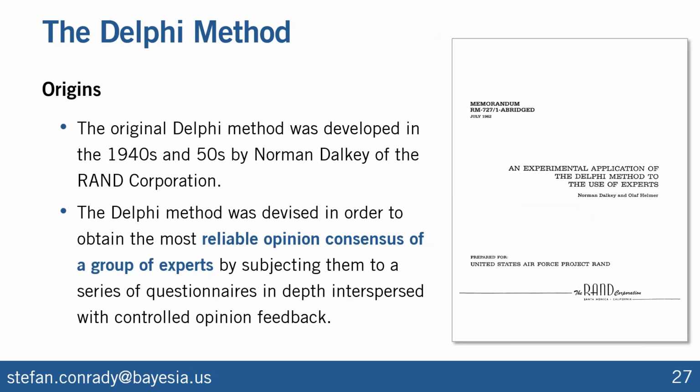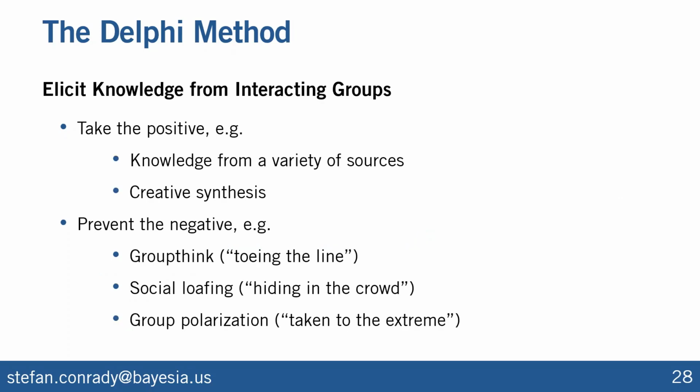That was developed in the 1930s and 40s by the RAND Corporation with the objective to develop a reliable opinion consensus of a group of experts. The idea was really to take the positive from groups, meaning that knowledge comes from a variety of sources, while preventing the negative, such as the groupthink and the polarization. How does the Delphi method do it?